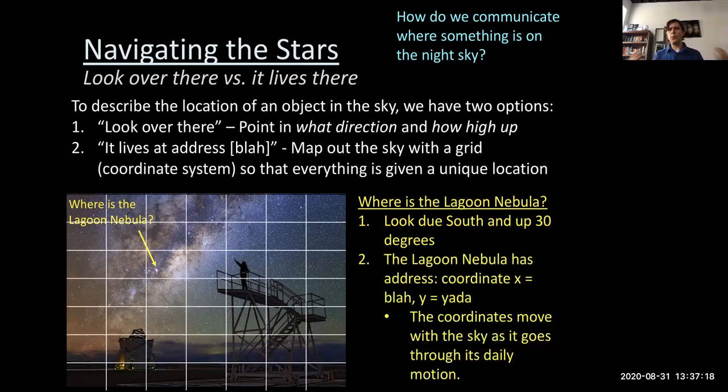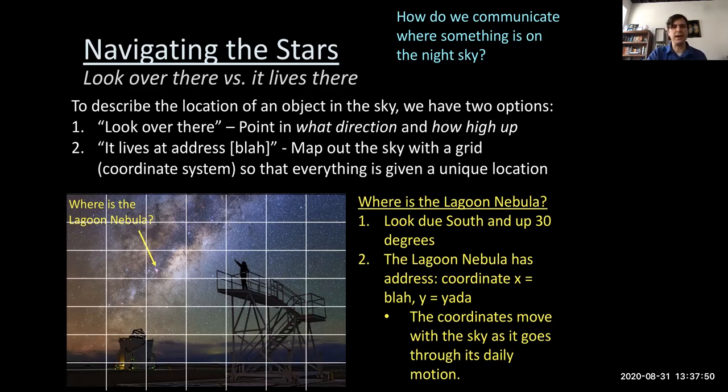But what if we wanted to communicate with somebody else that lived in a different part of the world, where their local sky is going to look different? Saying to look south right now and up 30 degrees is not going to work. What we need is a map of the sky, a coordinate system on the sky that is fixed for everybody, no matter where you are, when you are. This one is the hard one to get and to understand. But if you're familiar with how you do graphs and XY coordinates, that's going to help you with this one.